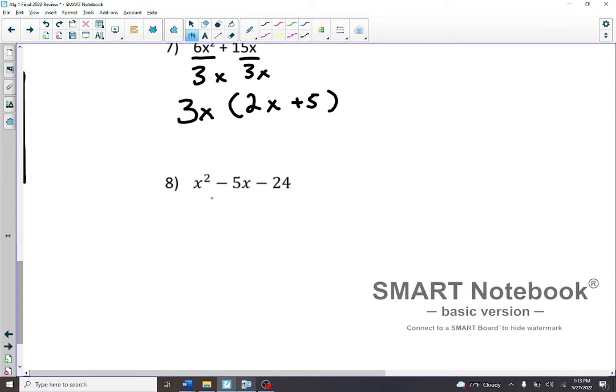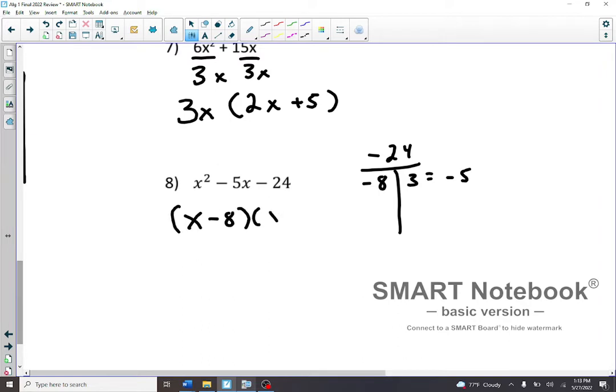You divide out. Here, negative 24. So I want things that multiply to negative 24 that add to negative 5. And those are negative 8 and 3. And that adds to negative 5. So I write it as x minus 8 times x plus 3. You could also write it x plus 3, x minus 8. Doesn't matter the order.